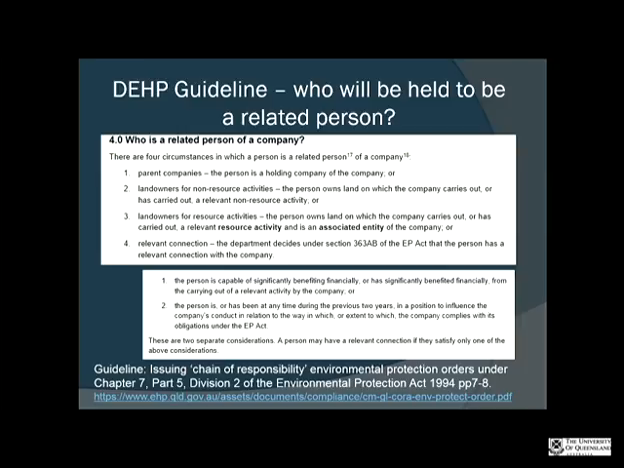So it can be a parent company, a landowner, but particularly, it's number four that has got everyone worried. So if they have a relevant connection with the company, and there's two subsections to that. One is that the person is capable of significantly benefiting financially from the carrying out of the activity, or two, the person has at any time during the previous 2 years been in a position to influence the company's conduct. Those two considerations are taken into account, and if it meets either of those, then they can be taken to be a related person, and then an environmental protection order can be made against them. So that's been a really big change.